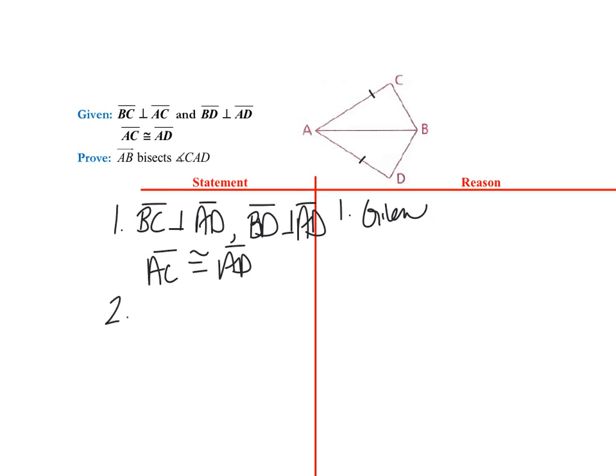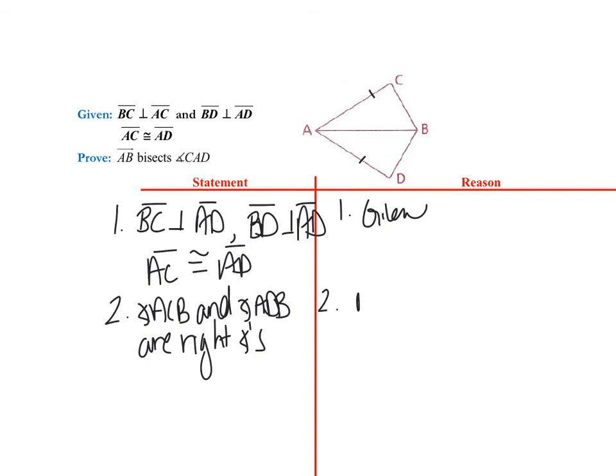So my second step is going to be that angle ACB and angle ADB are right angles. And the reason being the right angles is because of the definition of perpendicular. Now that I proved that, I'm going to mark this.